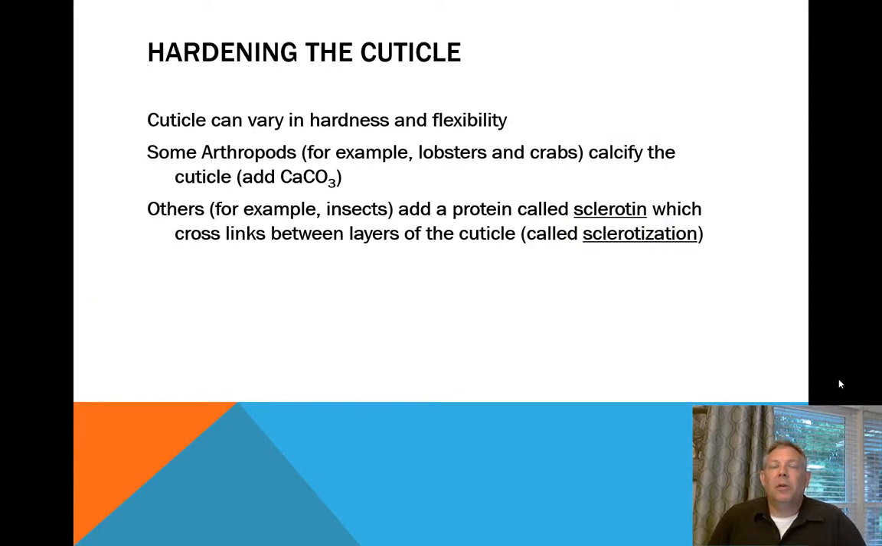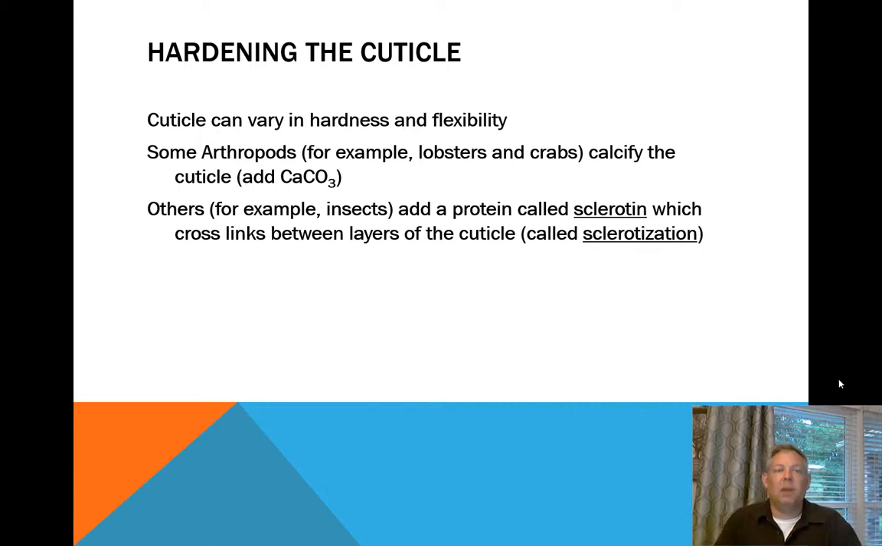And so the cuticle can vary in hardness and flexibility. And so, for example, some of the arthropods add calcium carbonate, which makes a very hard exoskeleton. It makes a very hard cuticle, right? So you're looking at things like lobsters and crabs, and you're familiar with how hard their shell is, right? If you've ever eaten lobster, you have to get a special tool to crack it open. And that's because it's got rock in there.